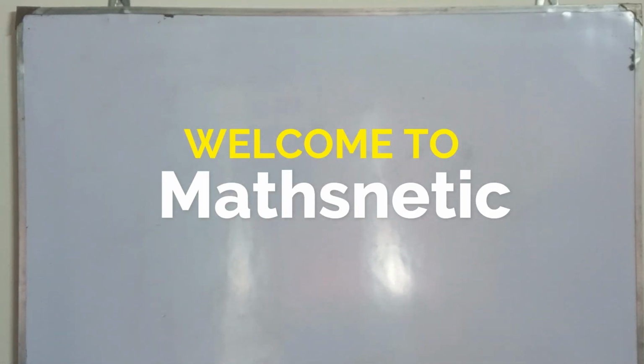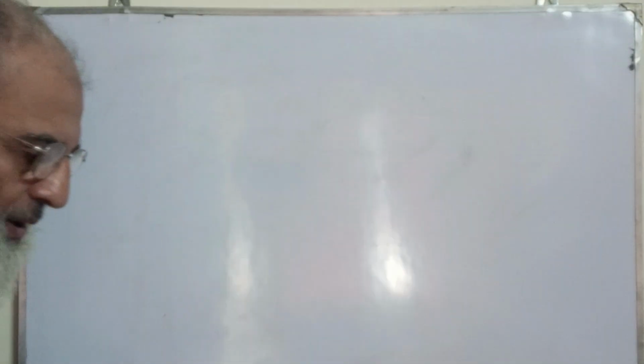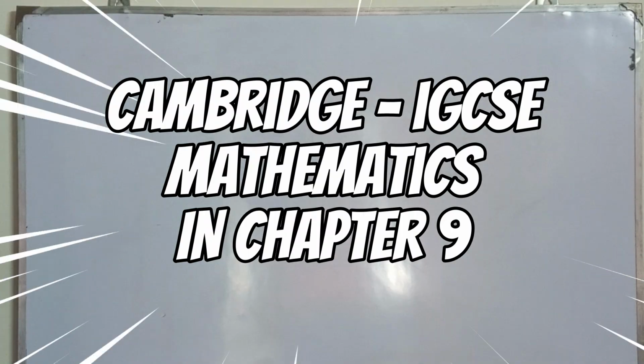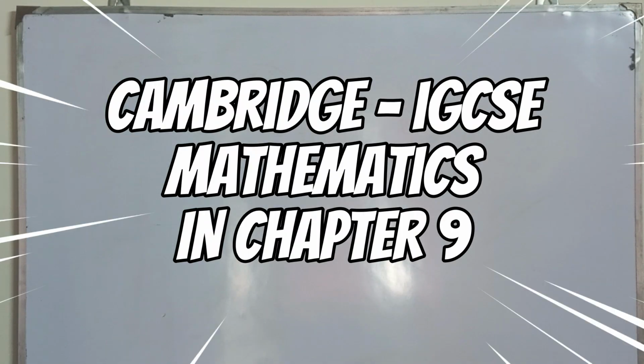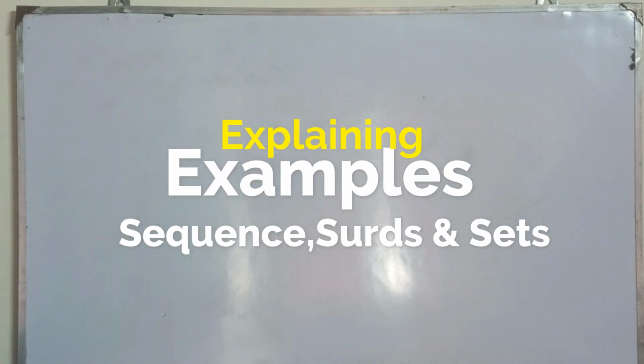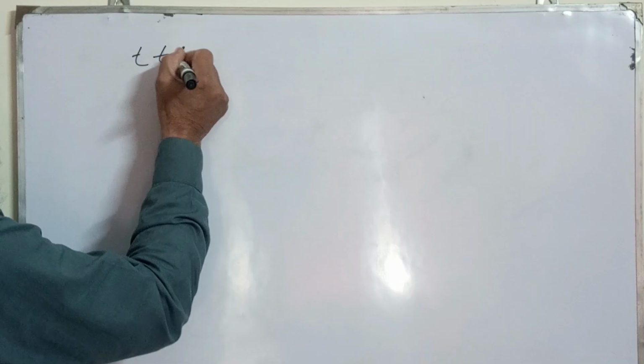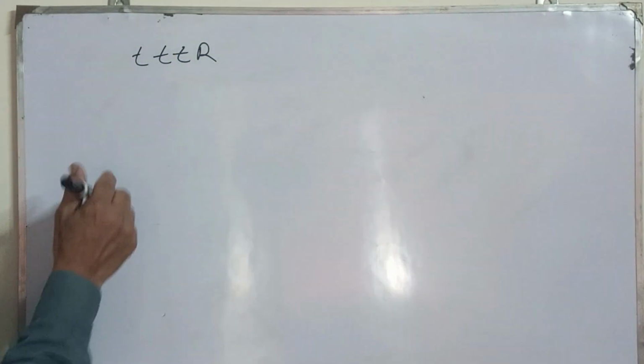So, where we left off was exercise 9.1, which was all about sequences and sets. We have already covered exercise 9.1, and just to revise, I may tell you what the term-to-term rule is. Term to term rule, TTR. Okay, it is term to term rule.